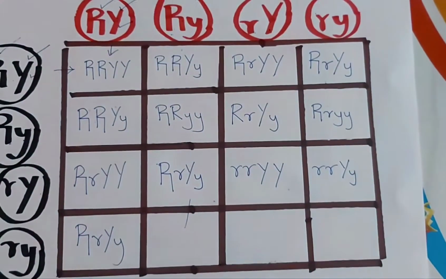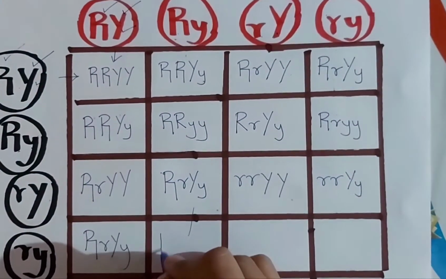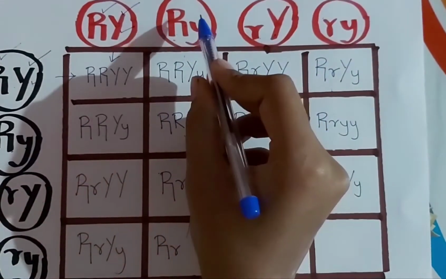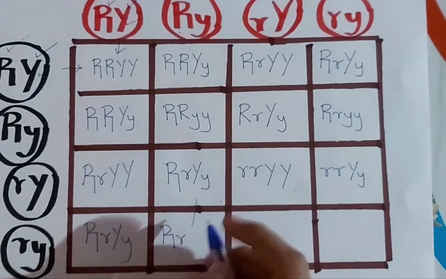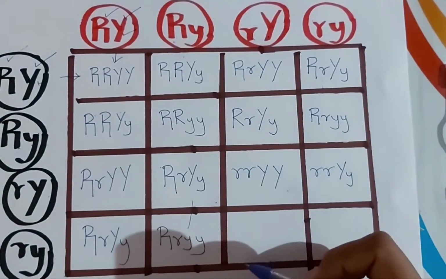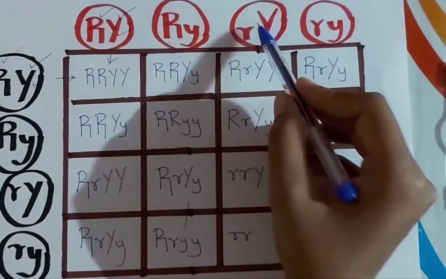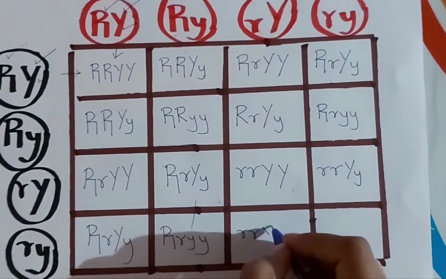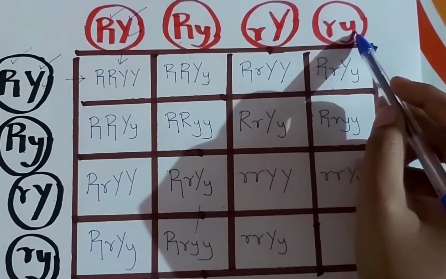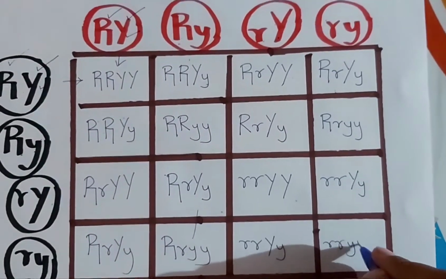and again this row, this column. So capital R it is there, so capital R first and this small r next, and then small y, and again this one, small r and again small r, and here it is capital Y and small y. So first capital Y and small y, and again small r, small y, small r, small y. So both small r and small y.